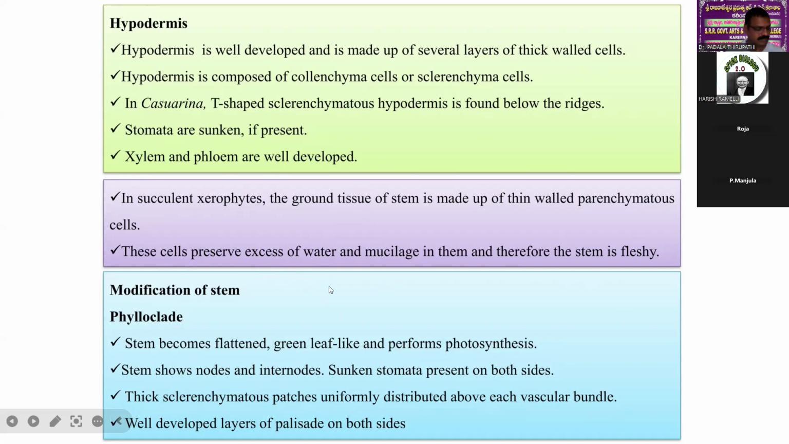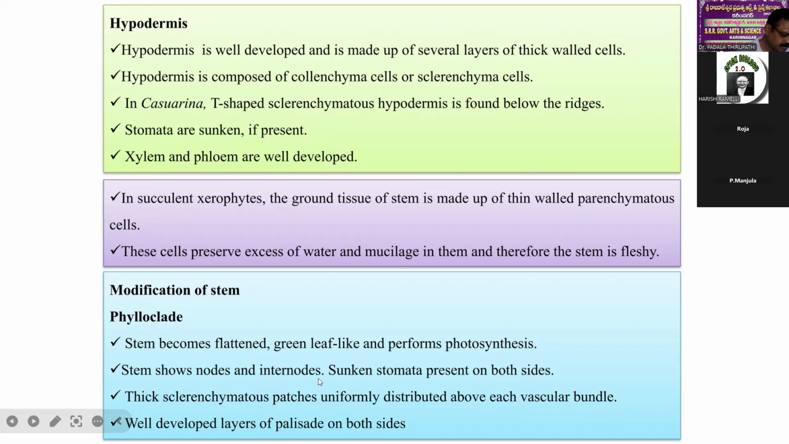We can also observe some modifications in the xerophytes to reduce transpiration. The first modification is the phylloclade, a modification of the stem. Here the stem becomes flattened, green and leaf-like and performs photosynthesis. So the stem is modified into a leaf-like structure, and it is called the phylloclade.